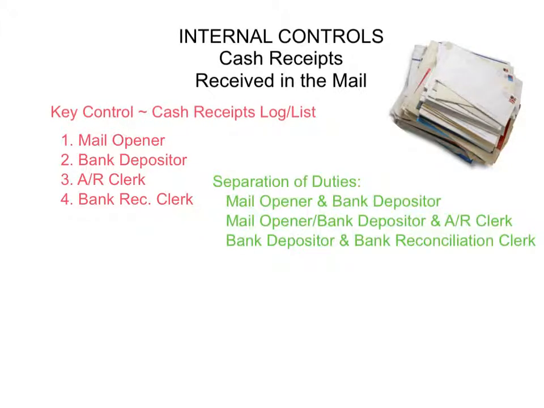Again, to specify our separation of duties related to this area, the mail opener and the bank depositor need to be 2 separate individuals. And the mail opener and bank depositor also have to be separate from the accounts receivable clerk that updated the accounts receivable subsidiary ledger. And finally, the bank depositor cannot also perform any functions related to the bank reconciliation, as these are individual steps in the accounting system that are checks and balances against each other.